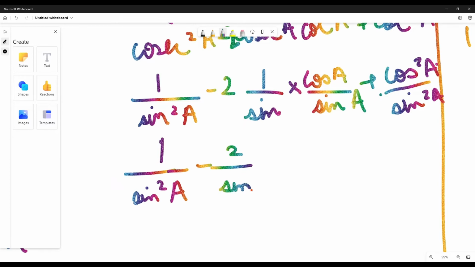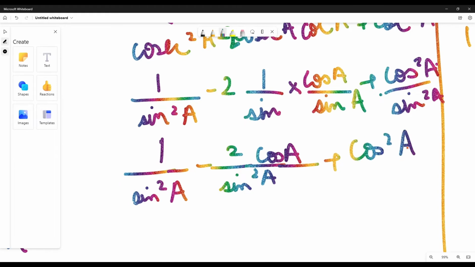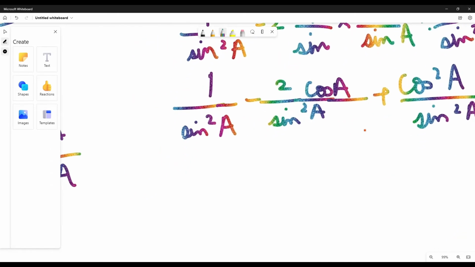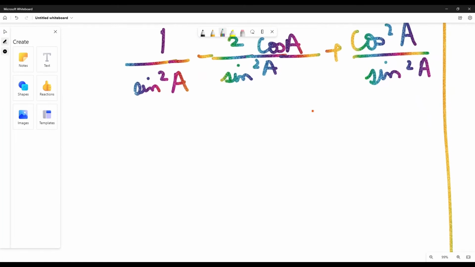No stopping, because 2 cos a we know, that is already simplified. Sine squared a, right? This question is pretty easy. It's pretty easy because we see sine squared in all the denominators. Now we'll just solve it.